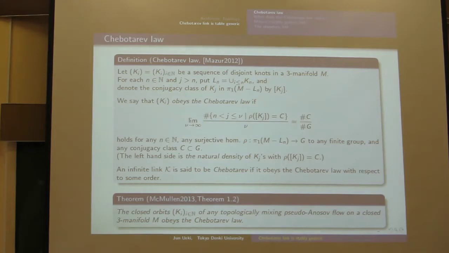We say that K_i obeys the Chebotarev law if this equality holds for any n, any surjective homomorphism to any finite group, and any conjugacy class C. The right-hand side is the natural density of knots, which is this. We say an infinite link is Chebotarev if it obeys the Chebotarev law with respect to some order. McMullen proved that the closed orbits of any topologically mixing pseudo-Anosov flow on a closed three-manifold are Chebotarev. It's a very deep result.